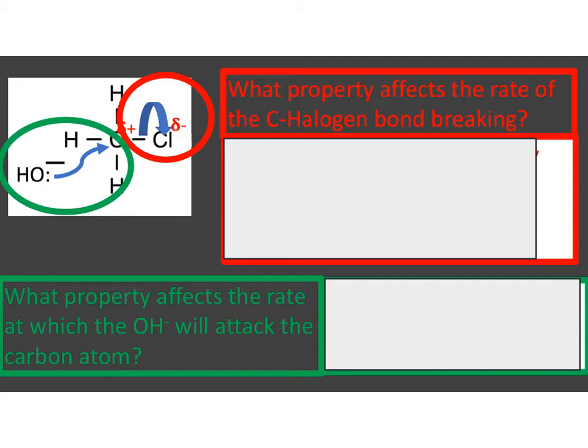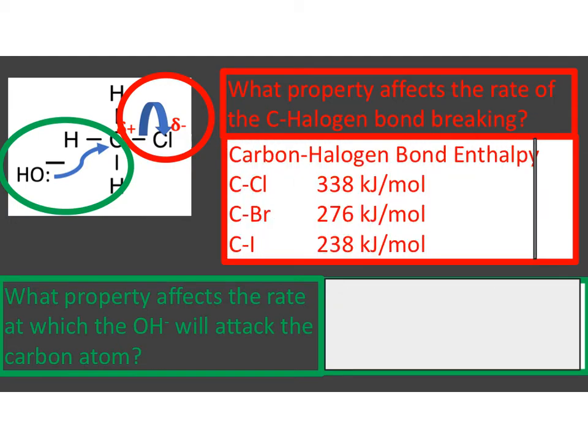So the property that's going to affect the rate of that carbon-halogen bond breaking is going to be the bond enthalpy of that bond. Obviously, the stronger the bond, the harder it's going to be for it to break, the more energy it requires. And you can see that as the halogen goes from chlorine to bromine to iodine, the bond actually gets weaker. Carbon to chlorine is 338 kilojoules per mole, but carbon to iodine is only 238 kilojoules per mole. So now let's look at the step circled in green, which is the attack of the hydroxide ion on the delta positive carbon atom.